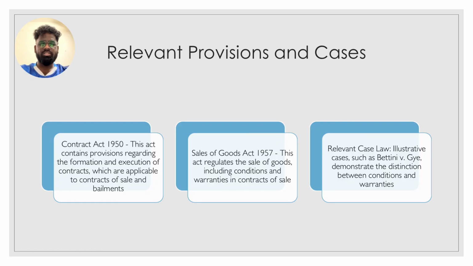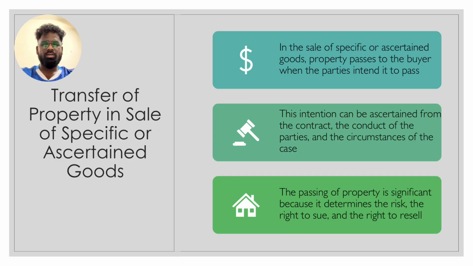Key laws mentioned include the Contracts Act 1950, which governs the general rules for forming and executing contracts. The second one is the Sale of Goods Act 1957, which specifically regulates the sale of goods, including conditions and warranties. And the last one is case law, where cases like Bettini v Gye help illustrate the legal differences between conditions and warranties.